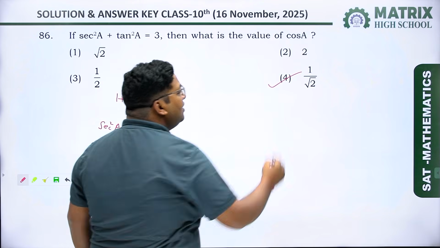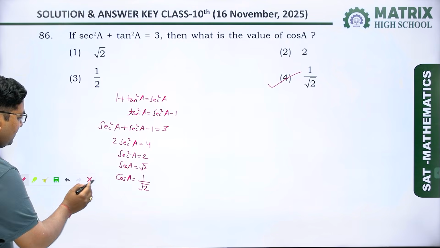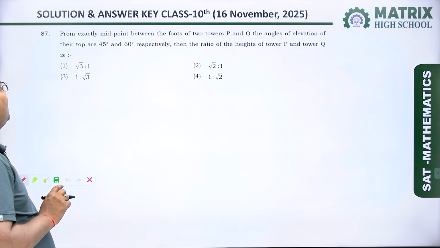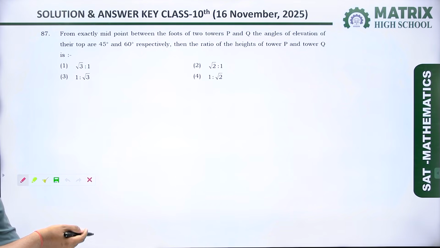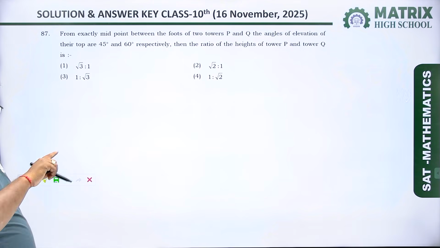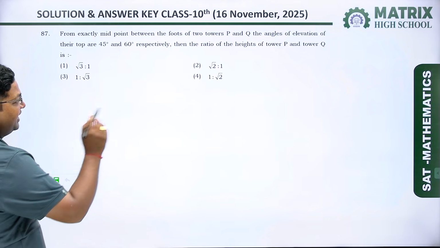So option 4 is the right answer. Now coming to the next question. From exactly the midpoint between the feet of the two towers P and Q, the angles of elevation of their tops are 45 degree and 60 degree respectively. Then the ratio of the heights of tower P and tower Q is. So first of all, we have to draw a diagram according to this statement.